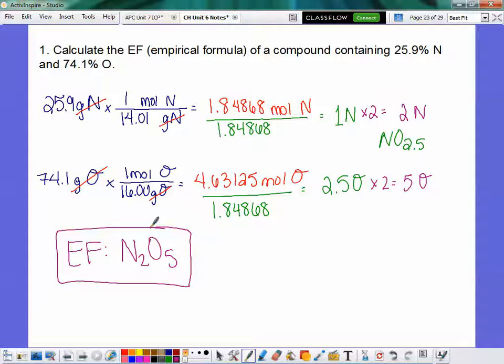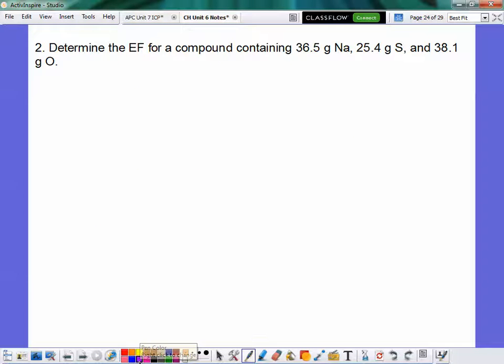Let's do another problem. We're going to determine the empirical formula for a compound that contains 36.5 grams of sodium, 25.4 grams of sulfur, and 38.1 grams of oxygen. So this one is a 3-element compound, right? And we're already at grams, so we don't have to go percent to mass. We are just starting at mass. So we have to convert our masses to what? Moles.